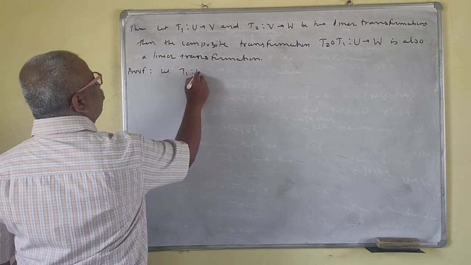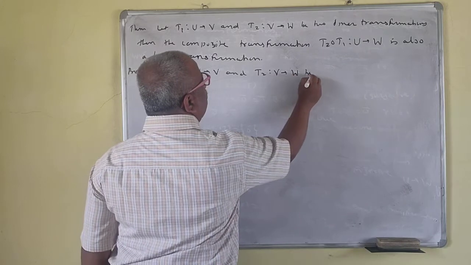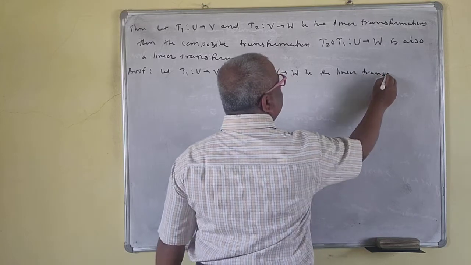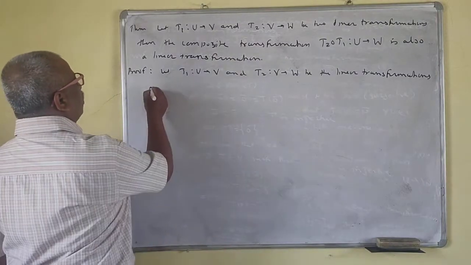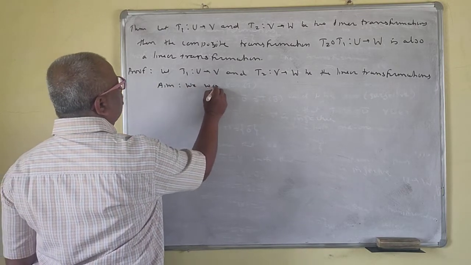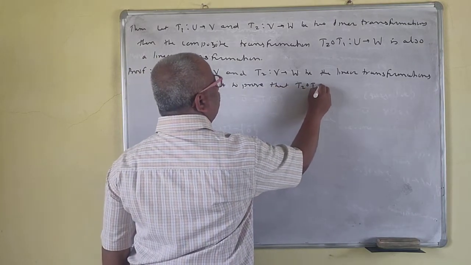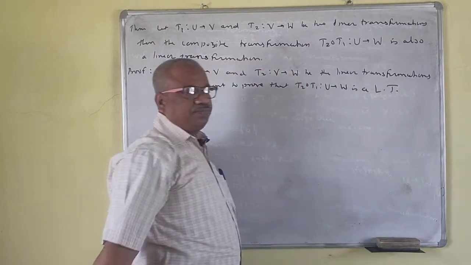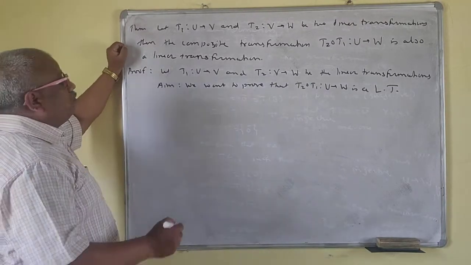Let T1 from U to V and T2 from V to W be linear transformations. The aim: we want to prove that T2 compose T1 from U to W is a linear transformation. Write the spelling of linear transformation. Okay, so what do we have to do?